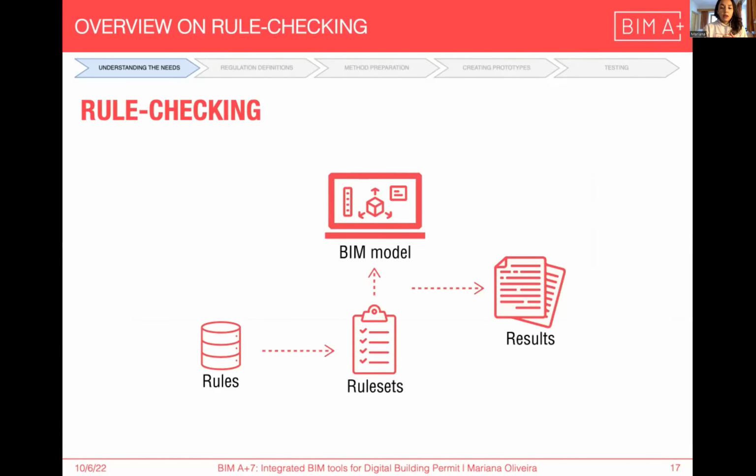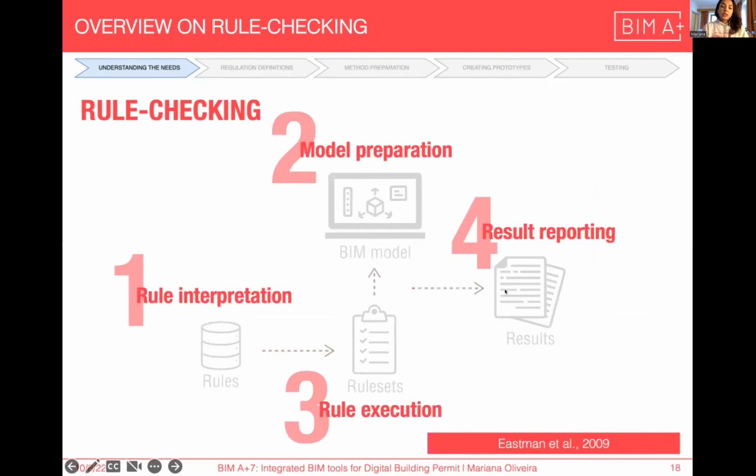Summarizing, we have a BIM model, and then you have some rules. These rules are going to create rule sets, and you're going to compare these rule sets with the BIM model. And then from these, you're going to have the results. This is a standard rule checking process, and it's made in 4 steps.